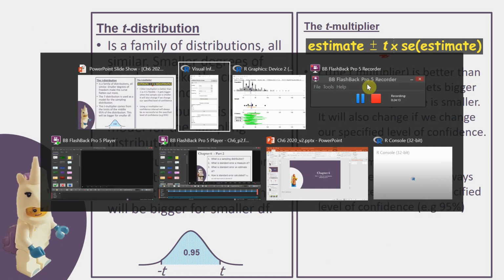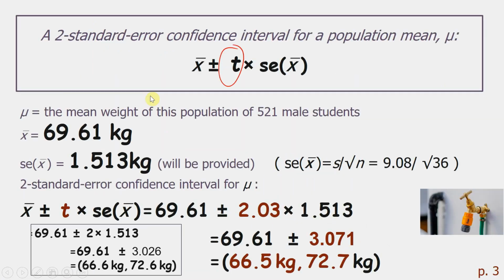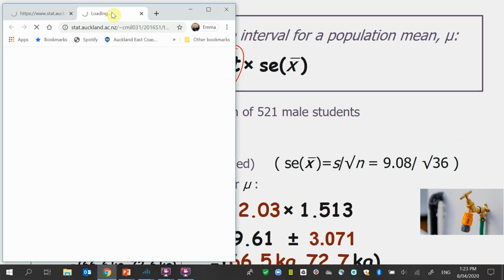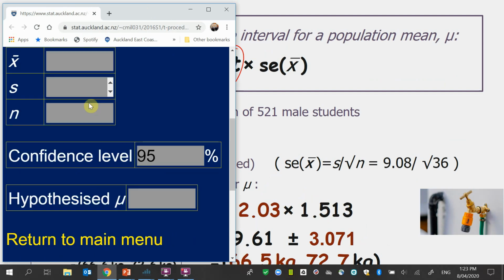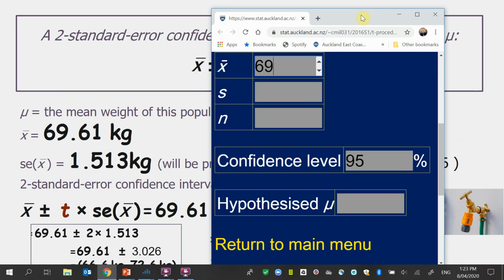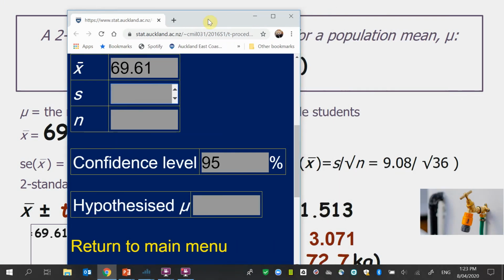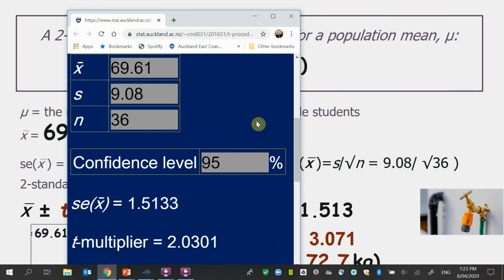I just want to show you one more thing. Oh, I closed it. Let's go back to the T procedures tool. So we had a single mean of 69.61 and a standard deviation of 9.08, a sample size of 36. So the t multiplier was just a little bit above 2. If we drop this down to a sample of size 10, look at how much that t multiplier jumps up.